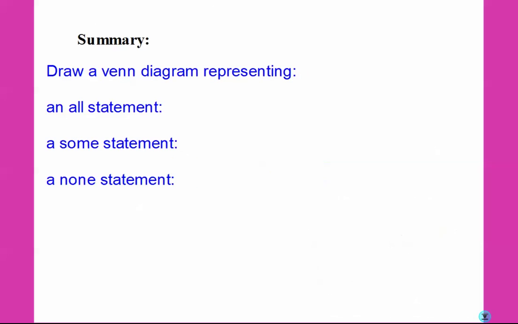Finally, for your summary, draw a Venn diagram that represents what it would look like if it's an all statement. Draw a Venn diagram that would demonstrate a some statement, and draw a Venn diagram that would represent a none statement.